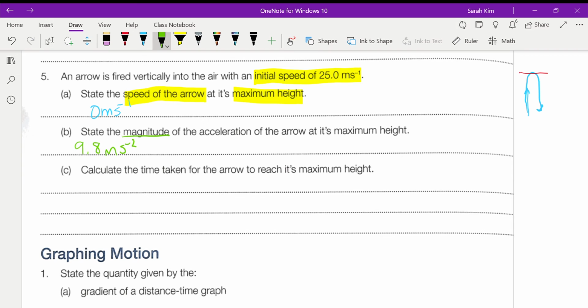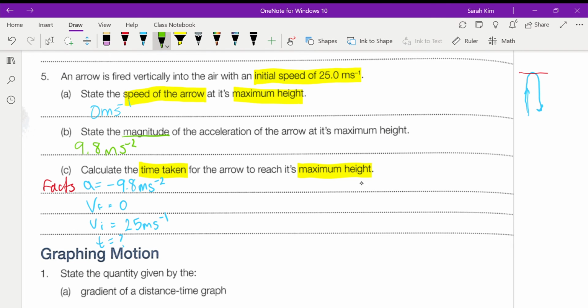Now calculate the time taken. So that's what we want to find for the arrow to reach its maximum height. So okay, let's write some facts down then. I know that my acceleration that's acting is going to be negative 9.8 meters per second squared. Now my V final at the top is going to be 0. My initial speed is going to be 25 meters per second. And now we are just trying to find t.